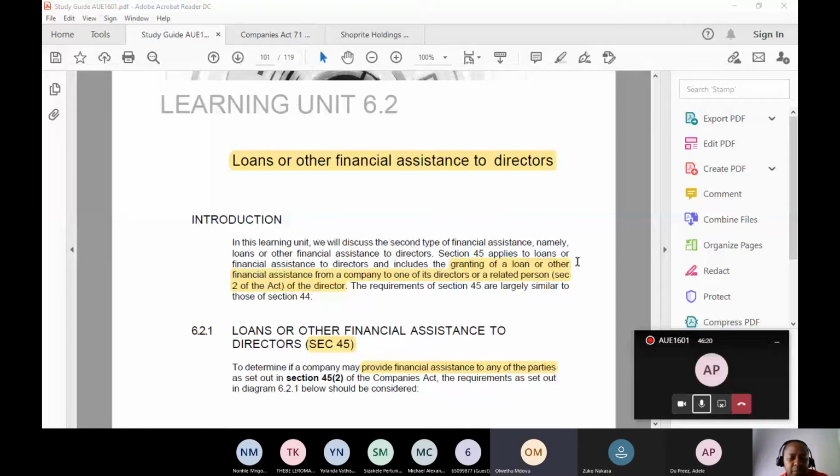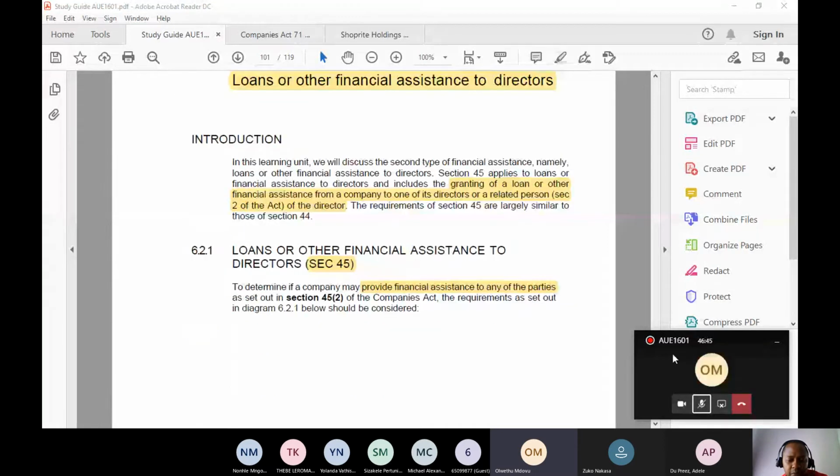I just want to ask, this assistance and loan to directors, it applies to all companies, not only to JSE companies? Remember, in the previous sessions that we touched, we always looked at public companies or any other company except private companies. So that formed the basis of the previous sessions. In this instance, this is what the Companies Act is saying. So if you fall within the ambit of the Companies Act, then this does apply to you.